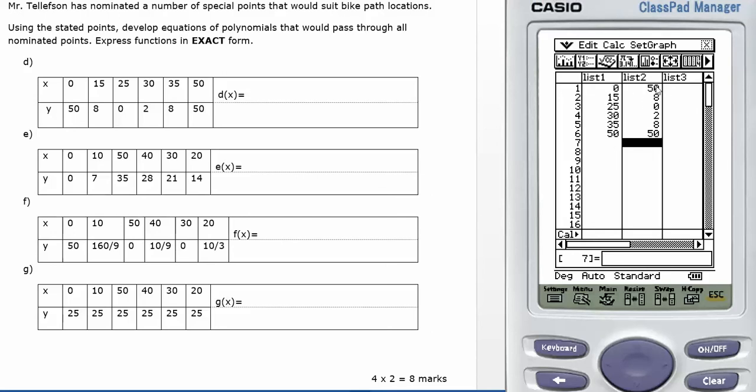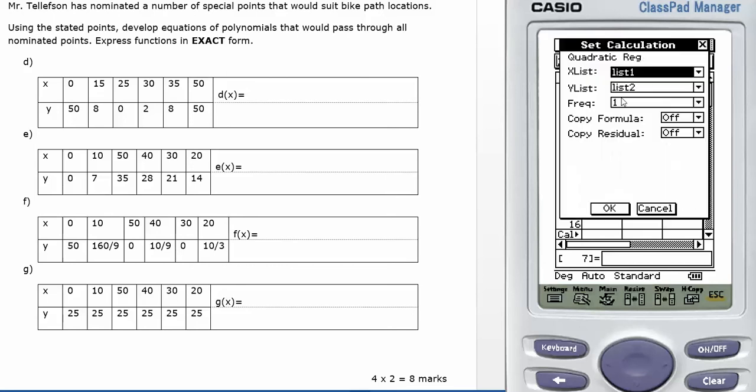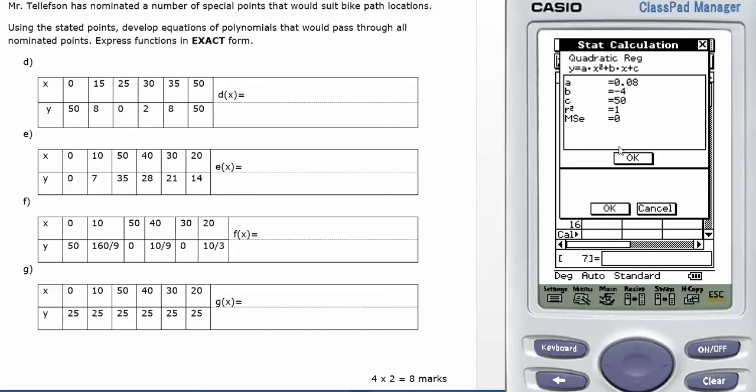The x's went in list 1. Y's went in list 2. Now, I'm not quite sure exactly what type. I'm looking at some sort of 50, 8, 0, 2, 8, 50, and there's symmetry involved here. I'm probably thinking quadratic because cubics aren't symmetrical, but I'd have to think about that just slightly. So I'm going to go calc, quadratic regression, x is in list 1, y's are in list 2, go OK, and bingo. I got r squared equals 1.